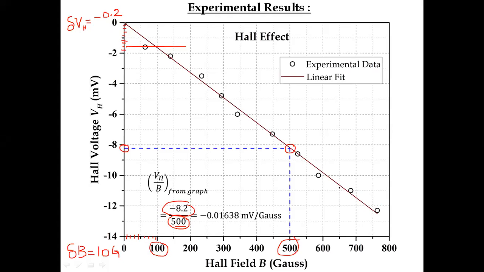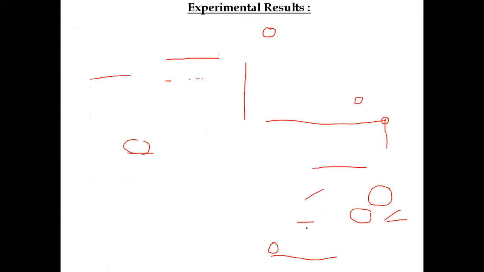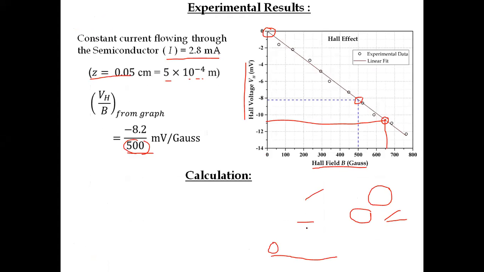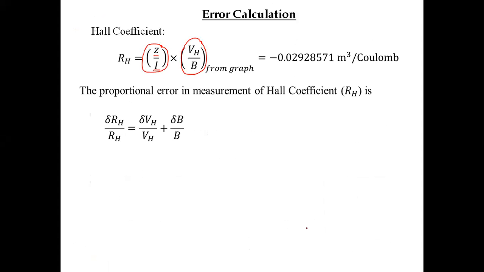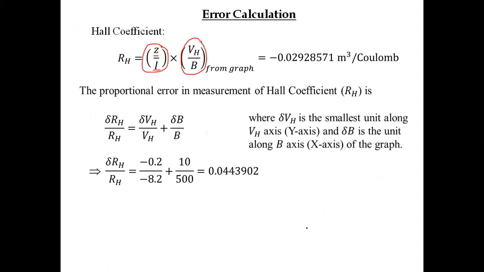You could have chosen, again I repeat, you could have chosen this point. For this point your VH and B would have been different. So coming back to what I was saying about error calculation, you can see delta RH by RH is delta VH by VH. Delta VH is the smallest unit along the y-axis, and as it is seen, it is minus 0.2. VH is the Hall voltage of the chosen point, that is minus 8.2.